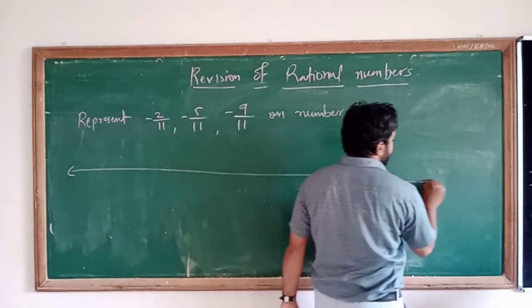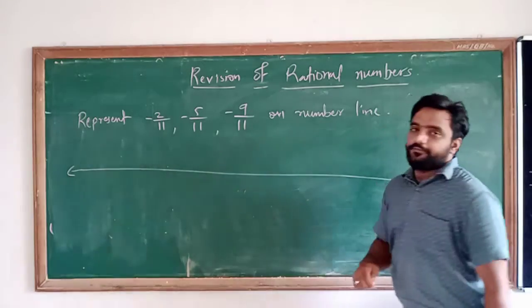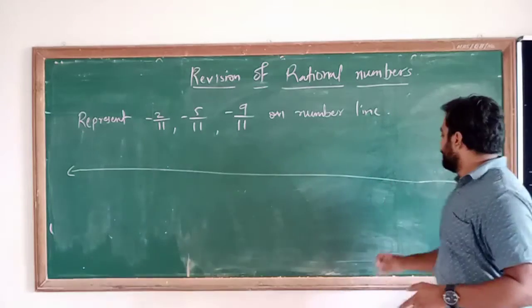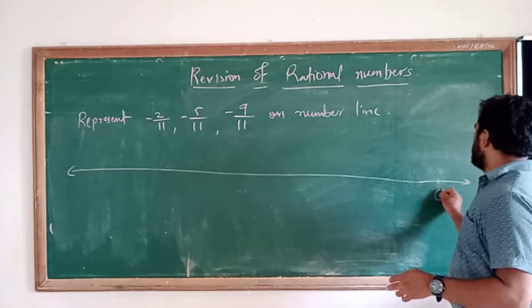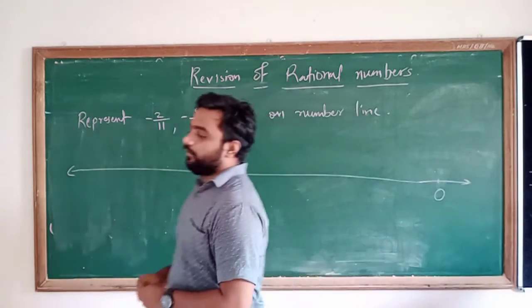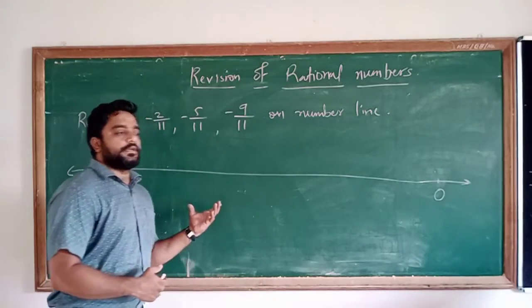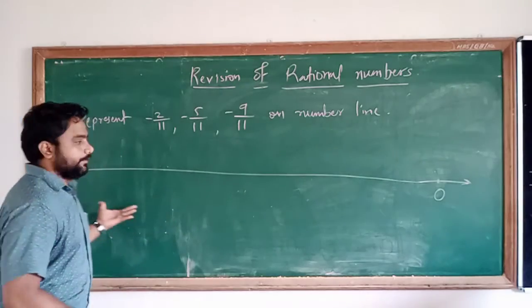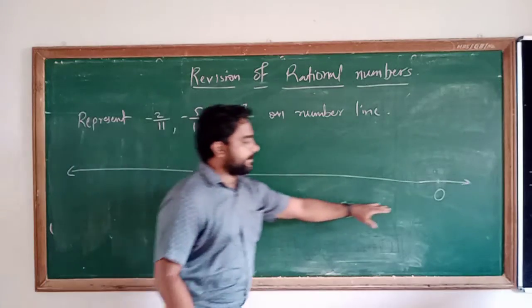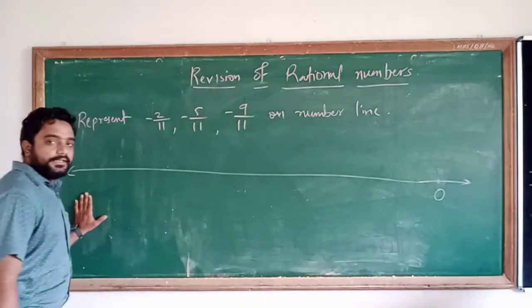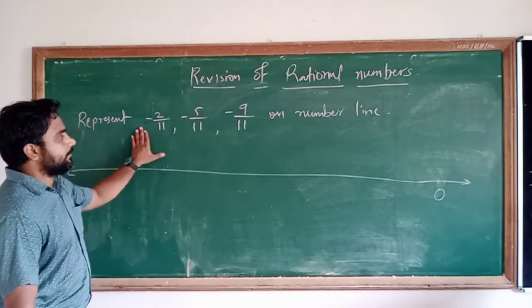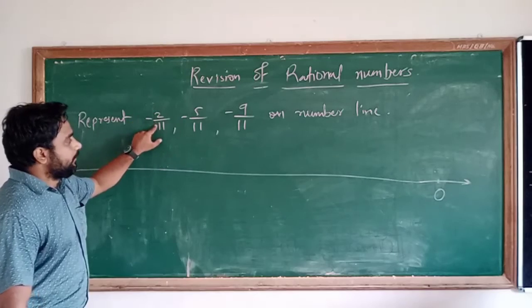As I already explained, if a negative rational number is there, locate 0 here. Why? Because the negative numbers are on the left side of 0. That's why this part is after the left side of the 0. I have taken a big line here. Now after that, just check the number 2 upon 11.